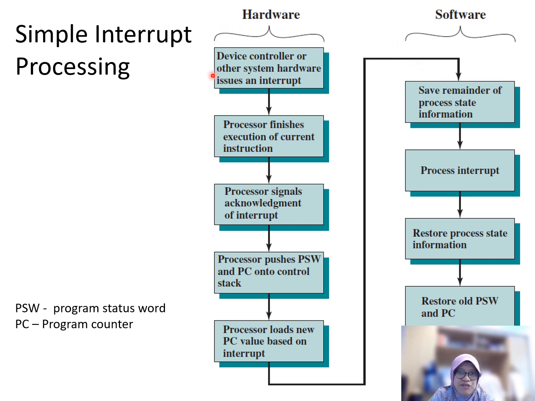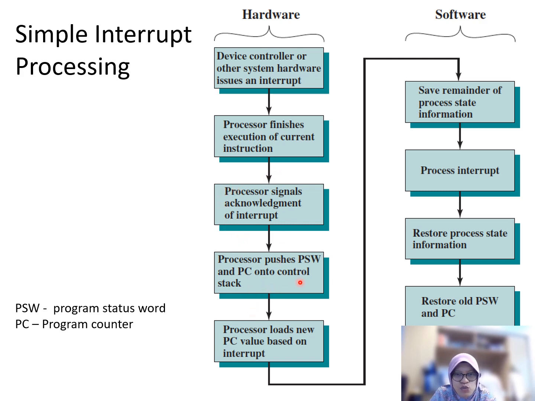So first, the device controller or other system hardware will issue an interrupt. At that time, the processor will finish the execution of the current instruction, and then it will save the current status of its own registers. After that, the processor will signal the acknowledgement of the interrupt.